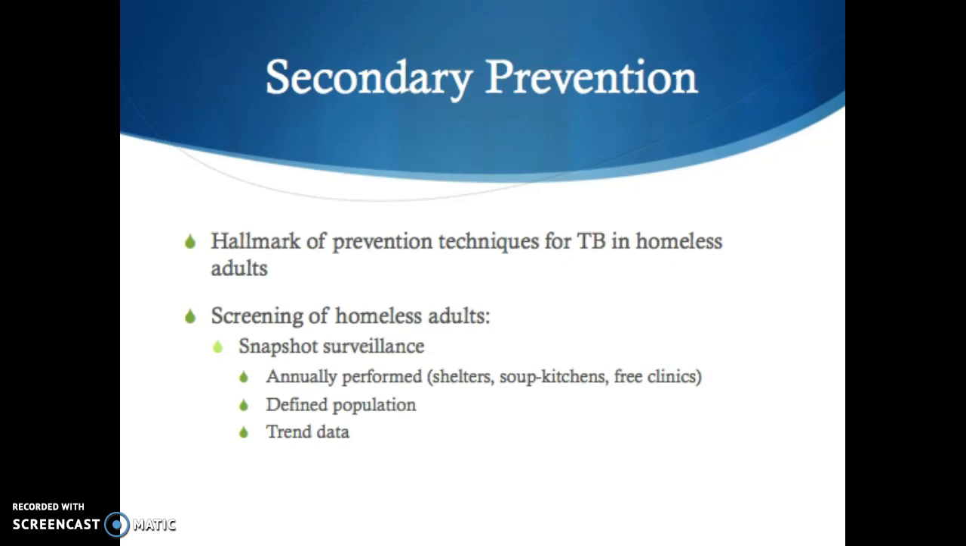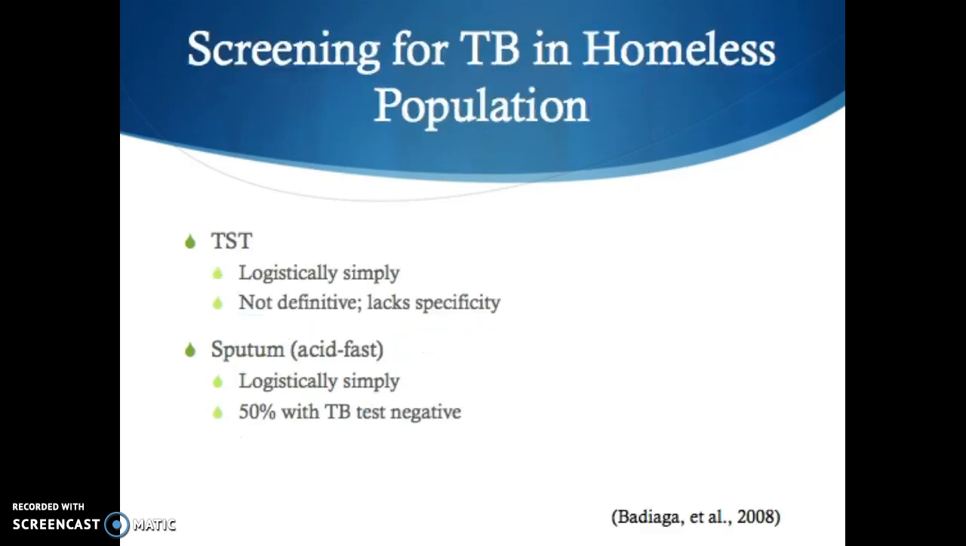So through that, we have a couple different methods of screening for TB. We can use the skin test, which we've talked about being logistically simple. A nurse is able to administer it and read it. However, it lacks some specificity. You might need some follow-up testing. It's not definitive as a yes or a no. The sputum testing, again, very logistically simple. Just grab a sputum sample. However, 50% who have TB can potentially have a negative test. So it's not terribly specific to TB, and could cause some confusion there as well.